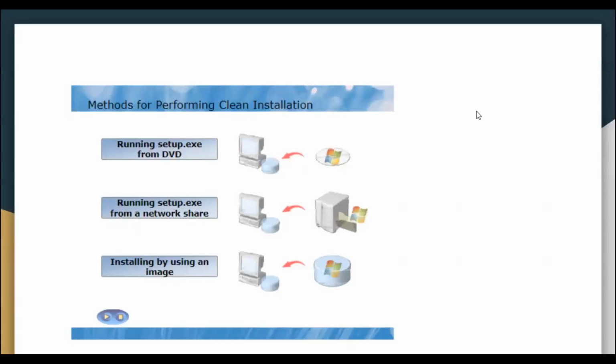So wait for the Windows 7 installation files to load. Now Windows is loading files. So you have to choose the language and other preferences. Click the Install Now button, and then you have to accept the Windows 7 license terms.